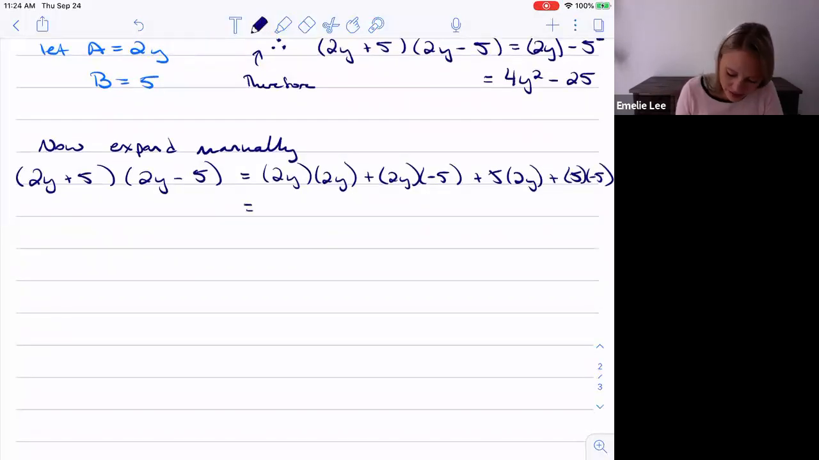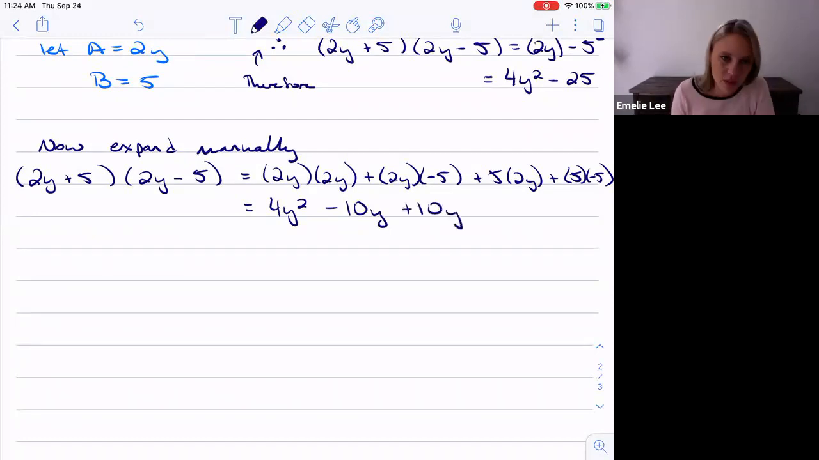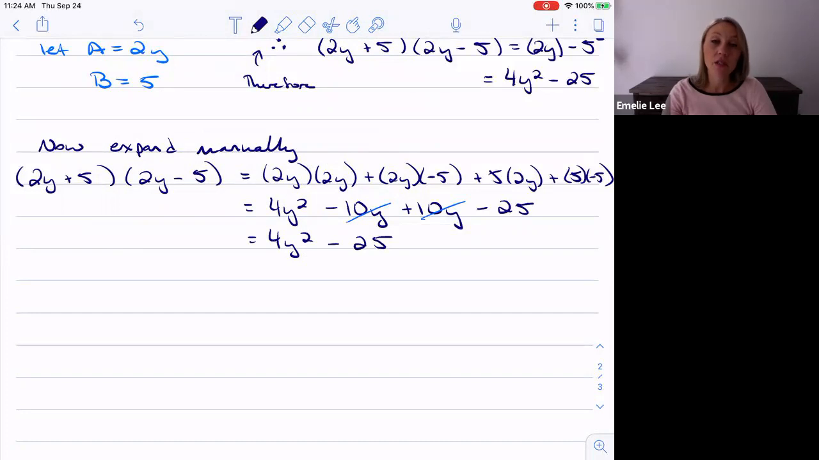Just being careful here, 2y times 2y is 4y squared plus, and then 2y times negative 5 is actually minus 10y, plus 5 times 2y plus 10y, so those are going to cancel each other out, and then minus 5 times 5 is 25. So now I've got 4y squared minus 25, which is the exact same thing I found using the special products.